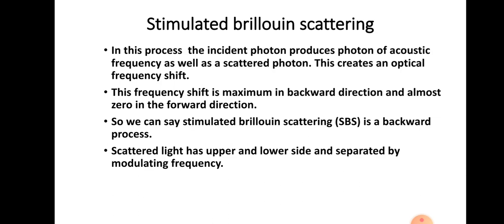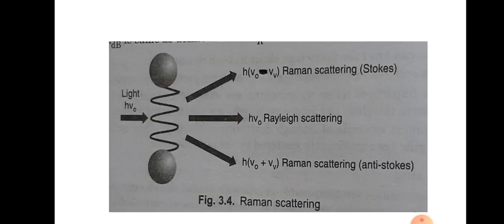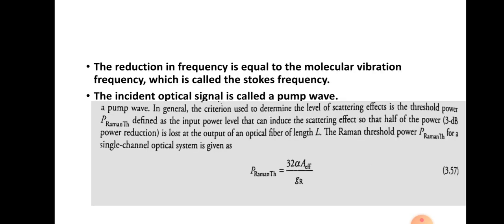അപ്പോൾ സ്റ്റിമുലേറ്റഡ് ബ്രില്ലോയിൻ സ്കാറ്ററിങ്ങിലും എനർജി ട്രാൻസ്ഫർ ഫ്രം വൺ മോഡ് ടു അനദർ മോഡ് നടക്കുന്നുണ്ട്. അതുപോലെ തന്നെ അതിൻ്റെ ഫ്രീക്വൻസി ഷിഫ്റ്റ് നടക്കുന്നുണ്ട്. ആൻഡ് ഔട്ട്പുട്ട് വേവിൻ്റെ നമ്മൾ സ്പെക്ട്രം എടുക്കുകയാണെങ്കിൽ അതിന് ഒരു അപ്പർ സൈഡ് ബാൻഡും ലോവർ സൈഡ് ബാൻഡും ഉണ്ടായിരിക്കും, കാരണം ഫ്രീക്വൻസി ഷിഫ്റ്റ് നടക്കുന്നുണ്ടല്ലോ. This is all about stimulated Brillouin scattering and stimulated Raman scattering.